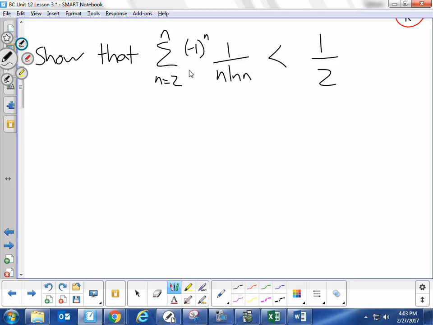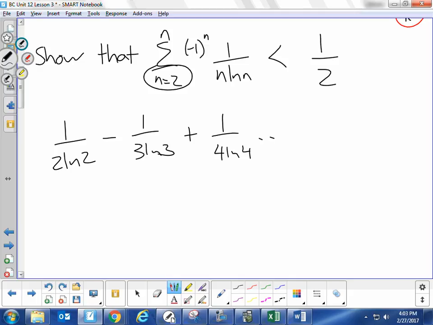Next question. Show that this is less than 1/2. Okay, so let's just write out a couple terms. We have the sum from n starting at 2 of (-1) to the n over n log n. So I plug in 2, my first value, and I get 1 over 2 log 2. And then I would alternate: minus 1 over 3 log 3 plus 1 over 4 log 4, et cetera, et cetera.